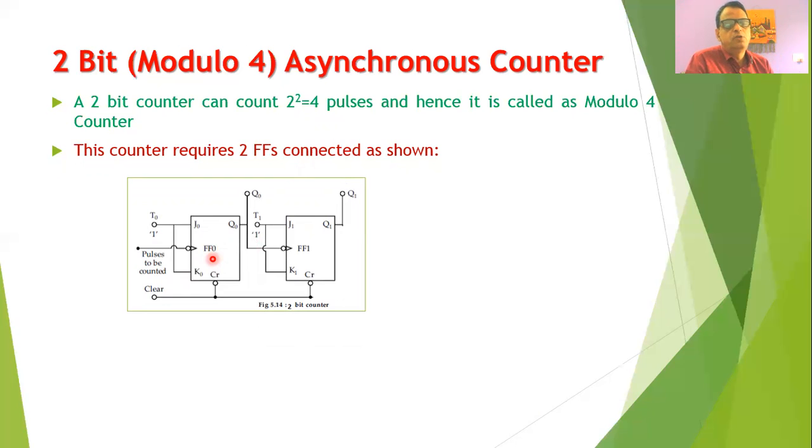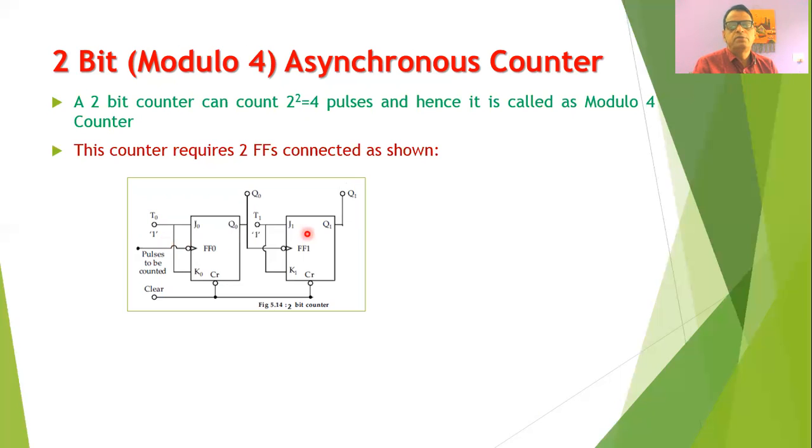So one can easily observe that the pulses which are to be counted are connected to the clock input of FF0, and the output Q0 is connected to the clock input of FF1. J and K terminals of both the flip-flops are connected together, and this is called the T terminal, and it is connected to logic 1.